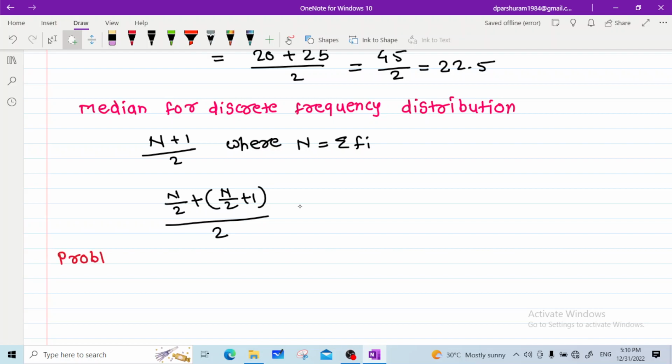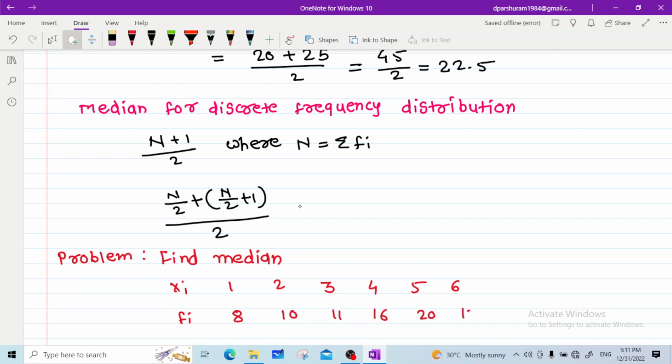Problem: find the median for the frequency distribution of X, the value of Xi and the value of Fi. Values of Xi are 1, 2, 3, 4, 5, 6, and the respective frequencies, that is 8, 10, 11, 16, 20 and 50.